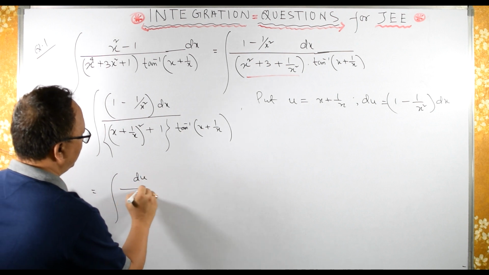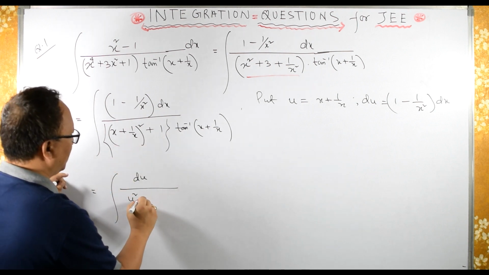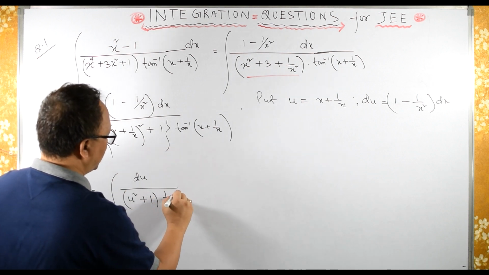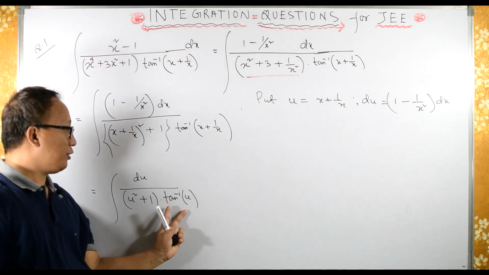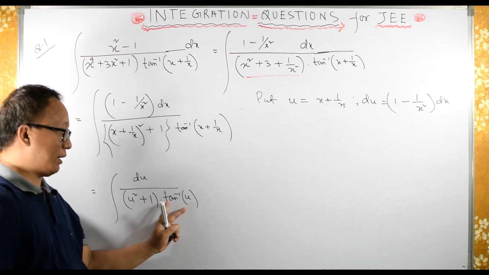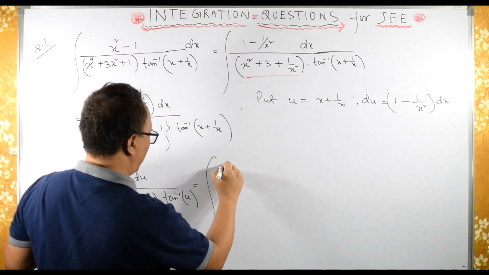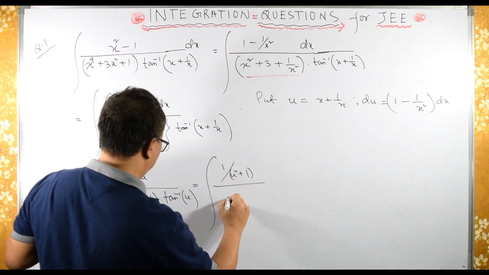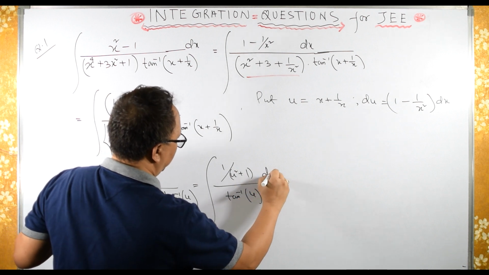Therefore this integral is du upon u square plus 1, into tan inverse of u. Okay, remember the derivative of tan inverse u is 1 upon 1 plus u square. So I can write this as the same as 1 upon (u square plus 1) upon tan inverse u into du.